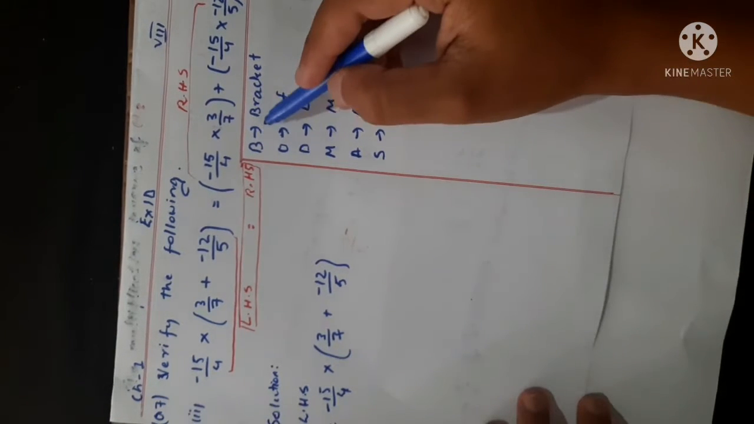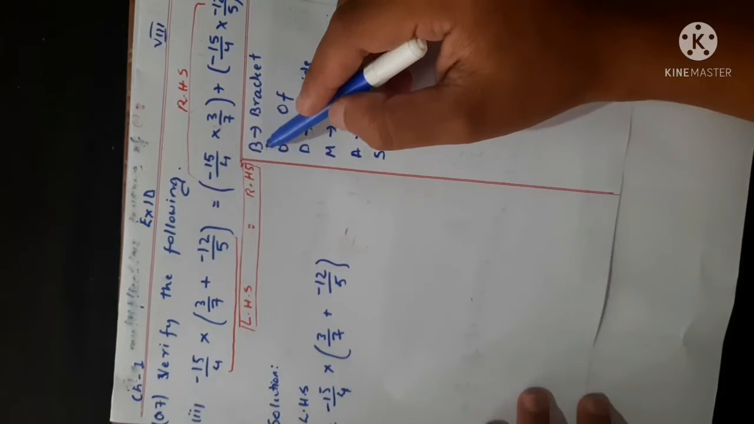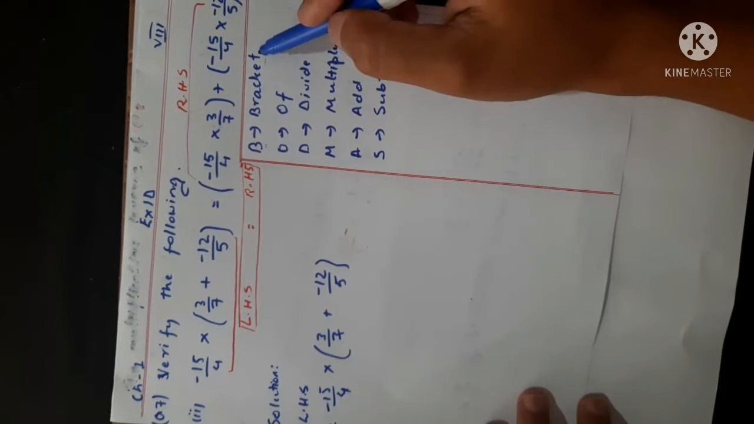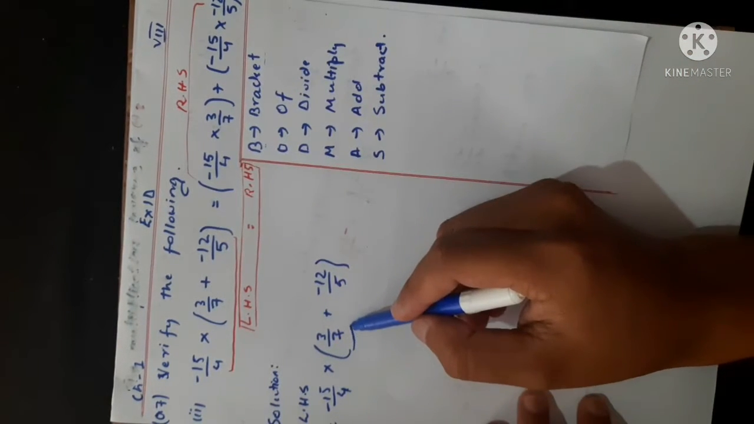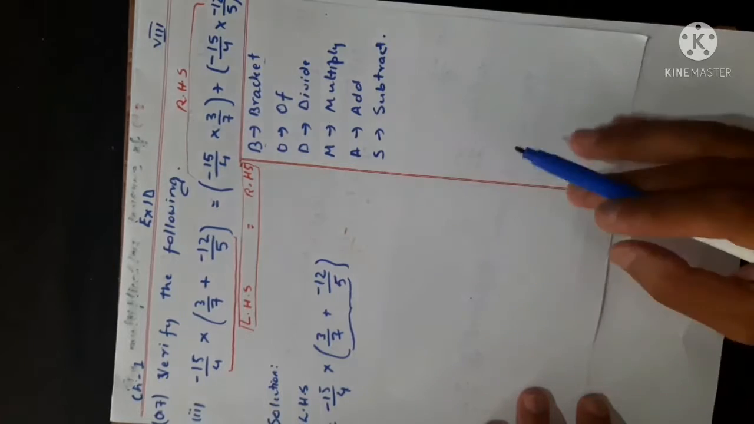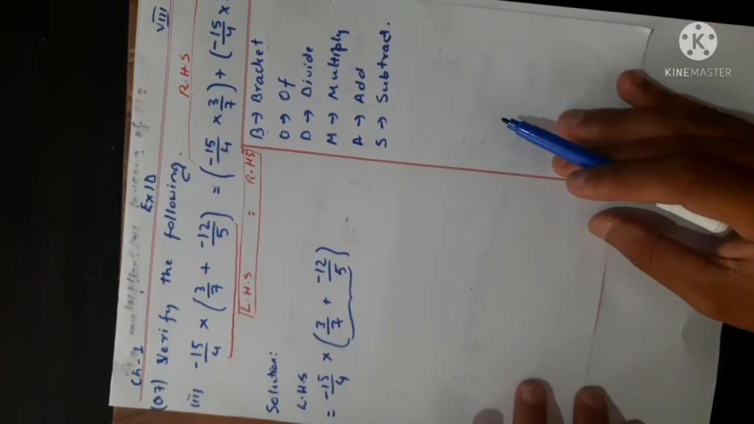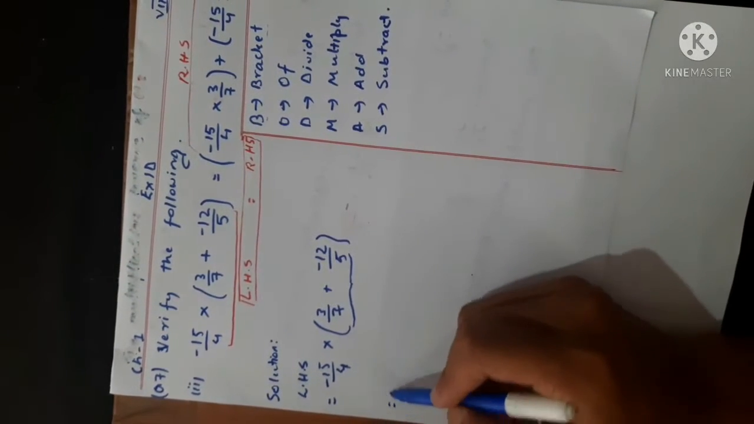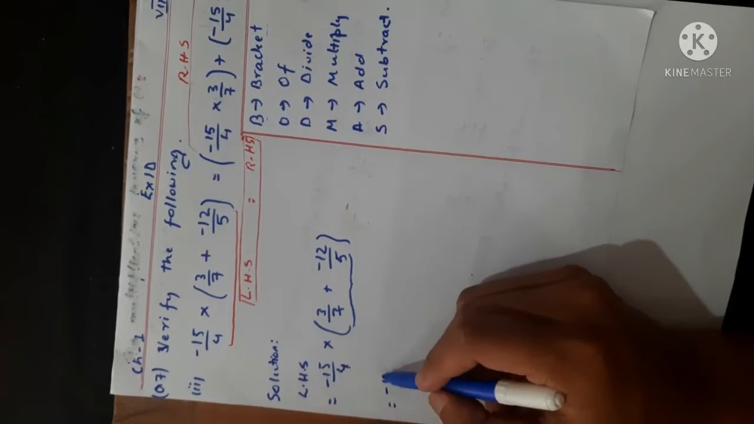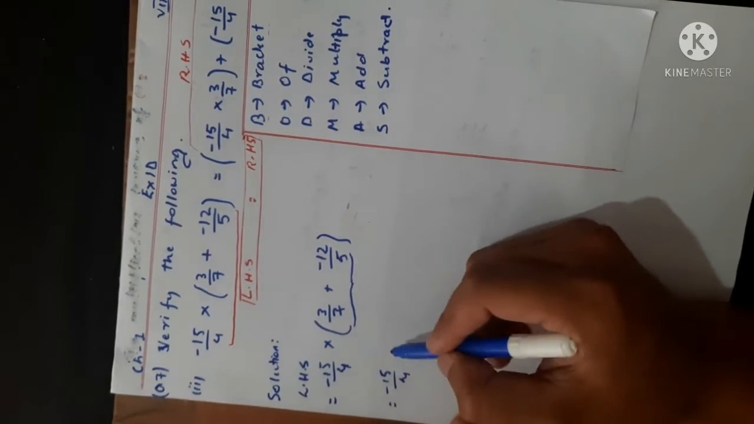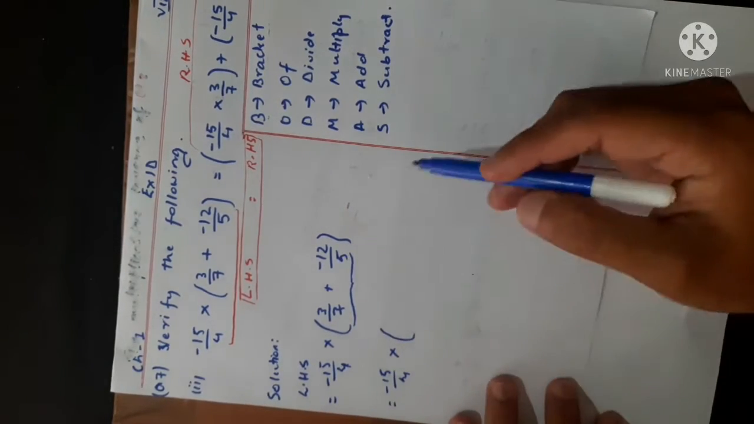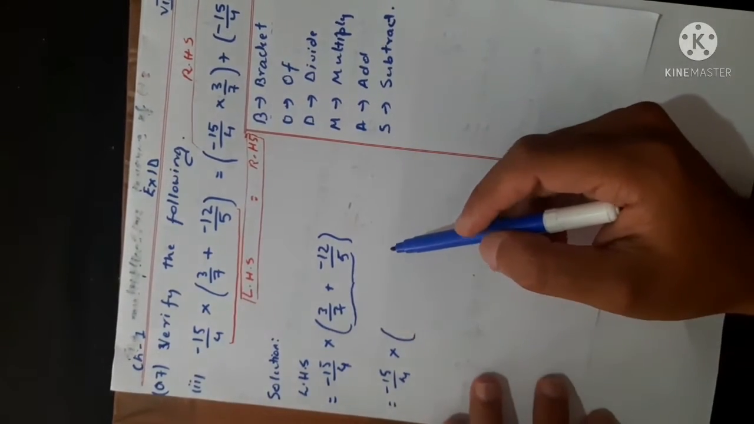In here, since B comes first, which is the bracket, we solve first the numbers which are in the bracket. So we solve this first. We leave minus 15 by 4 right there, multiply, and solve what is in the bracket.